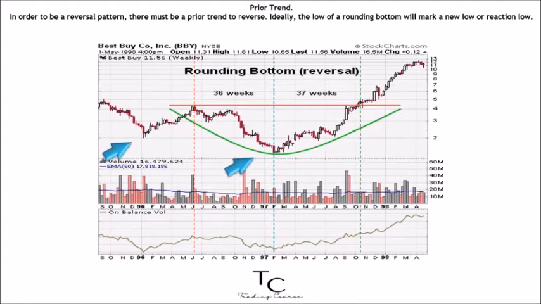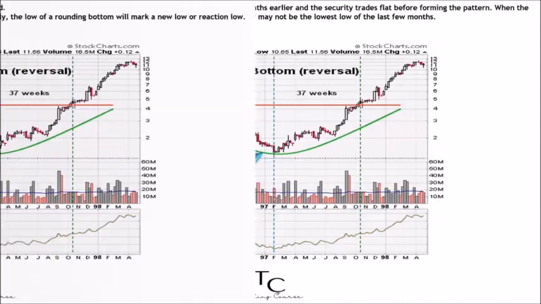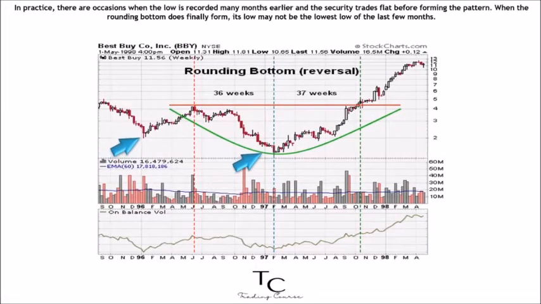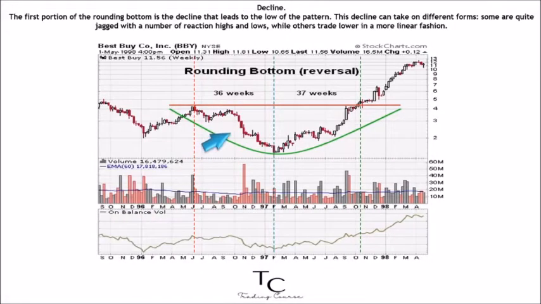Ideally, the low of a rounding bottom will mark a new low or reaction low. In practice, there are occasions when the low is recorded many months earlier and the security trades flat before forming the pattern. When the rounding bottom does finally form, its low may not be the lowest low of the last few months. Decline. The first portion of the rounding bottom is the decline that leads to the low of the pattern. This decline can take on different forms.